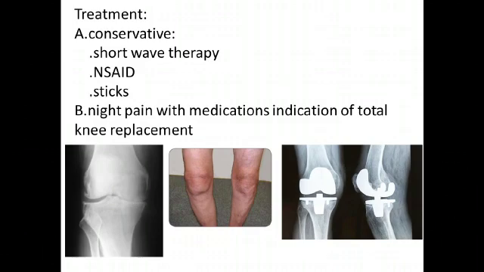This is what we mean by total knee replacement. You have to replace the tibial part and the femoral part by prosthesis to get rid of the pain. One of the important indications of total knee replacement is pain, severe night pain.